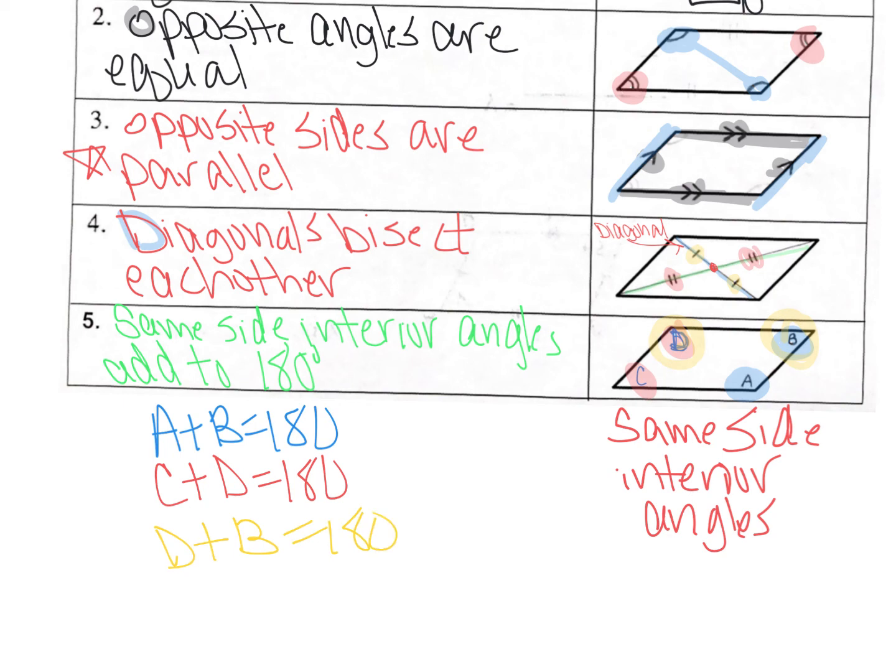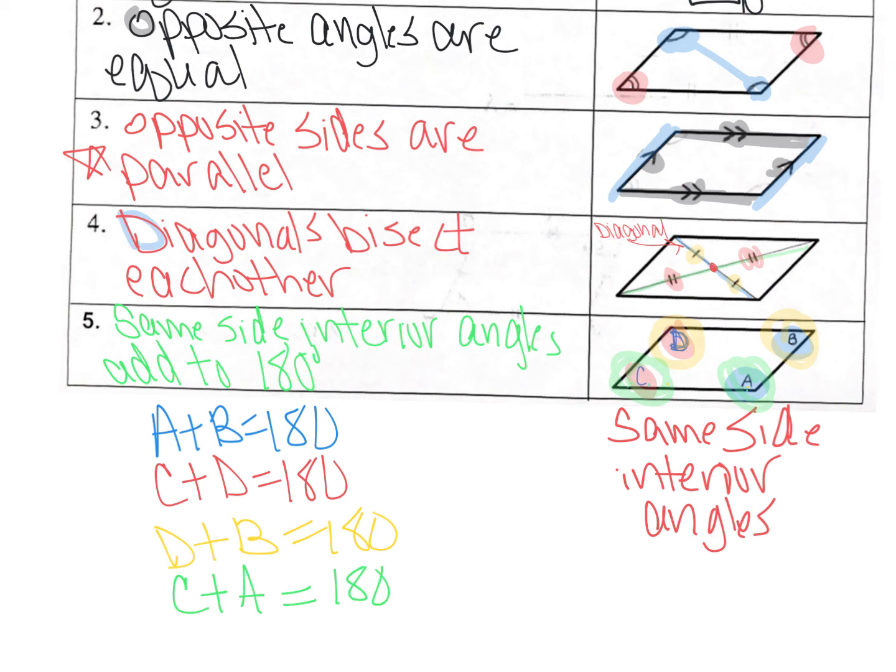I want you to think about it and see if you can figure it out on your own, so I'm going to give you a second here. One more pair that would add up to 180. I want you to think about what it is and write it down. Hopefully you said C and A. C plus A equals 180 degrees, because those are both on the bottom, on the same side.